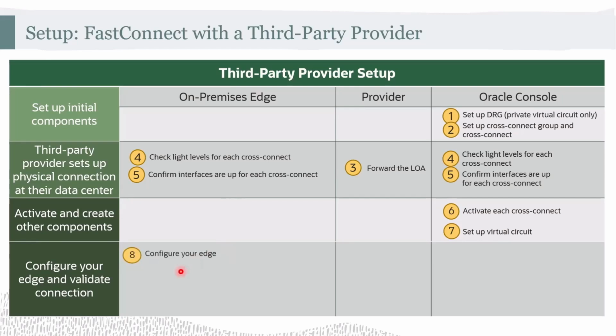The next step is where you configure your edge routers to use the BGP information. You will then ping the Oracle BGP IP address and confirm that the BGP session to Oracle is established. After you confirm this, you can then test the connection.